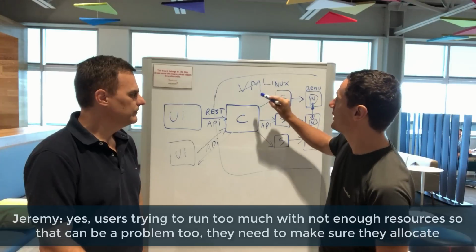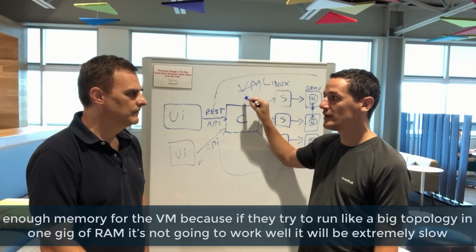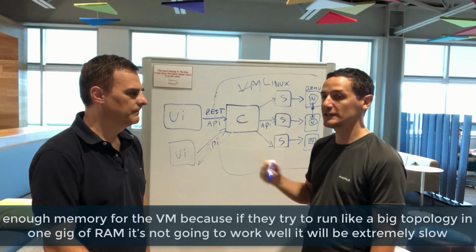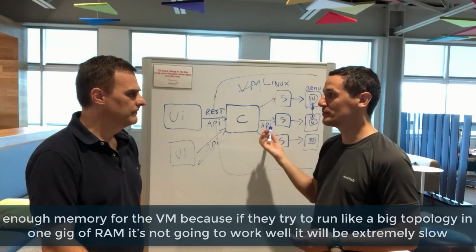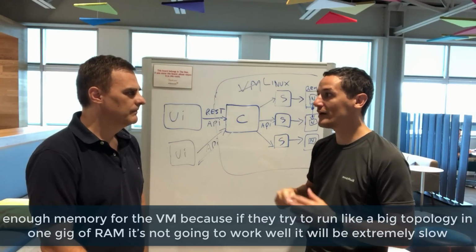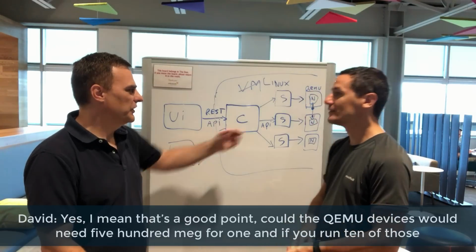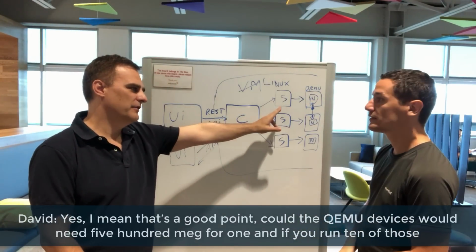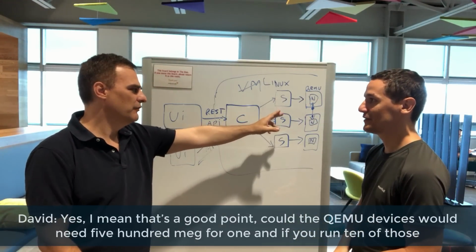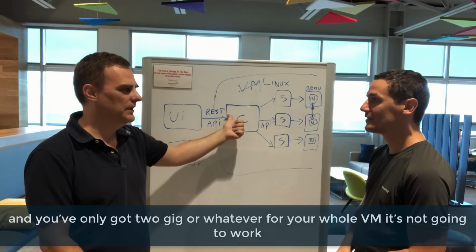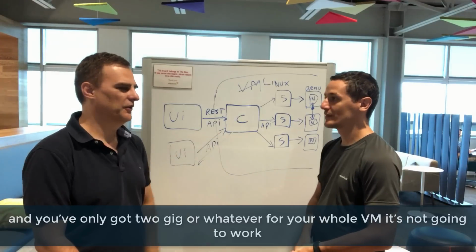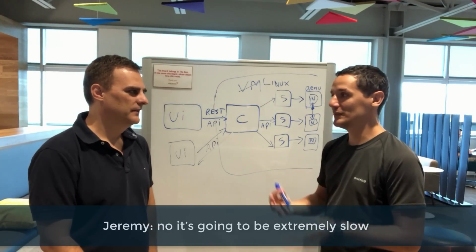They need to make sure they allocate enough memory for the VM. Because if they try to run a big topology in one gig of RAM, it's not going to work well. Yeah, that's a good point. It'll be extremely slow, because the QEMU devices would need about 500 meg for one. Yes. And if you run 10 of those and you've only got 2 gig for your whole VM, it's not going to work. No, it's going to be extremely slow.